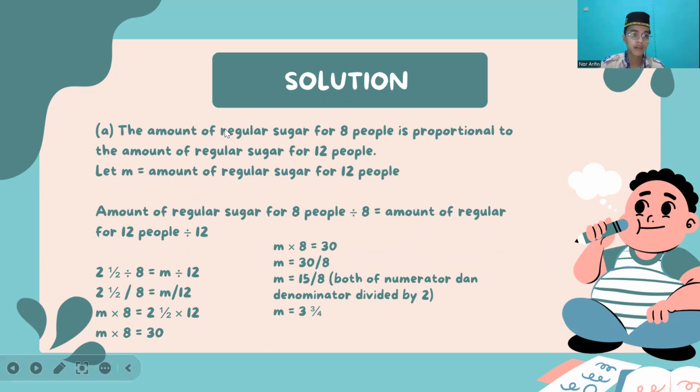The solution is: the amount of regular sugar for 8 people is proportional to the amount of sugar for 12 people. Let M be the amount of sugar for 12 people. The amount of sugar for 8 people divided by 8 is the amount of regular sugar for 12 people divided by 12. So 2 1/2 divided by 8 is M divided by 12. So we have M is 3 1/4.